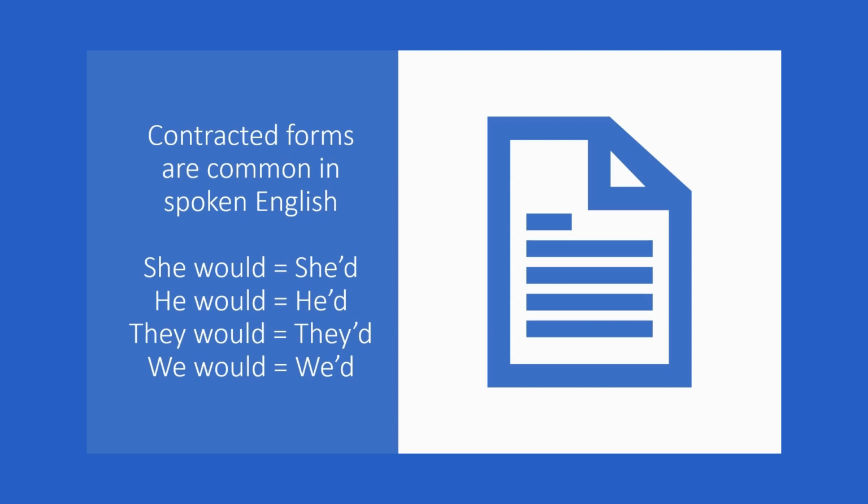You can use other subject pronouns with love for and hate for, and each of them have contracted forms, such as she'd, he'd, they'd, and we'd. For example, she'd love for you to come to the party. He'd hate for you to miss the event. They'd love for you to join them for dinner. And we'd hate for you to leave hungry.